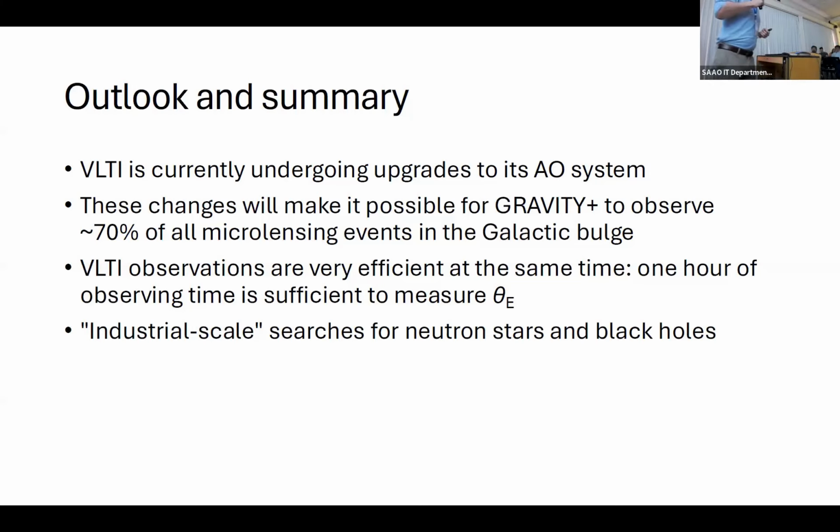with all upgrades finished. I would like to also point out that these observations are really efficient. We need just one exposure, 1 hour of observing time, to resolve the images to measure the Einstein radius. This is in contrast to the more traditional astrometric techniques, in which you have to observe your microlensing events for several years. Here you have an answer immediately.